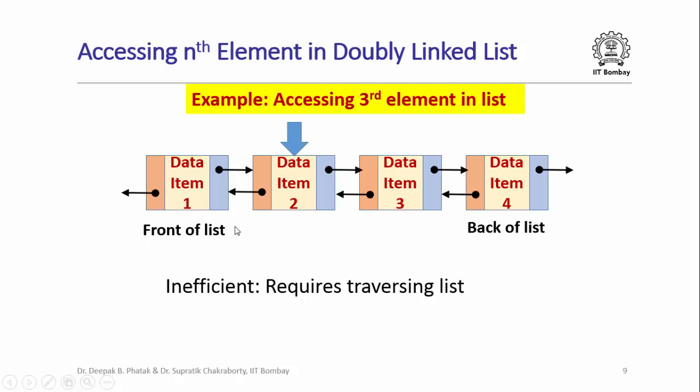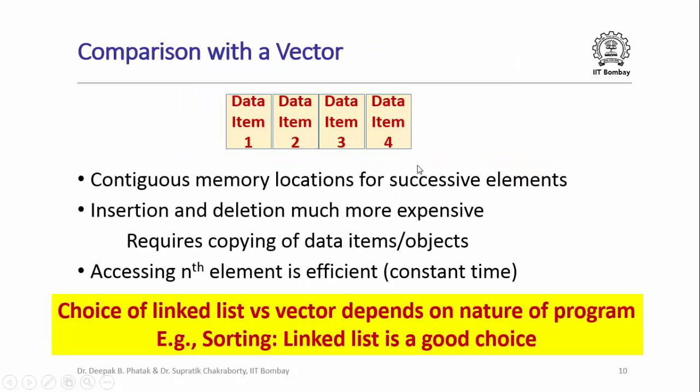Then I have to go from there to the second element using the forward links, and from there to the third element using the forward link again, and only then would I be able to access the third element in the list. Now, if you compare a list with a vector, which we have already studied, you will note that a vector also stores a sequence of data items or objects. However, in a vector, the memory locations for the successive elements are contiguous memory locations. They are allocated together at the same time.